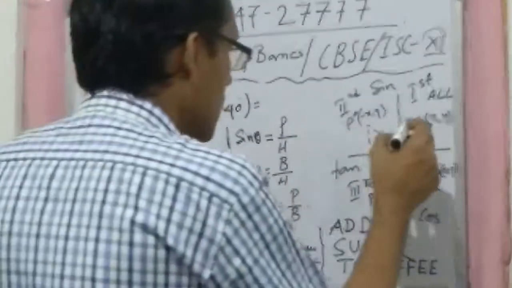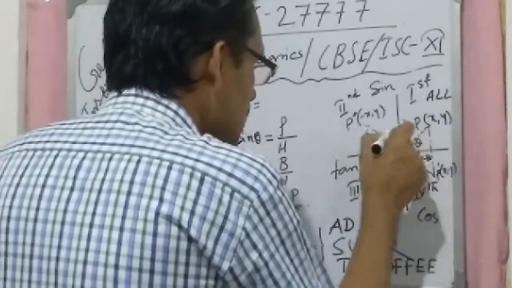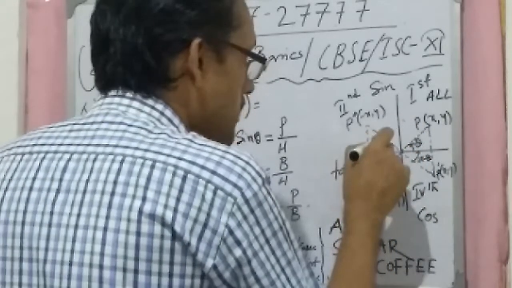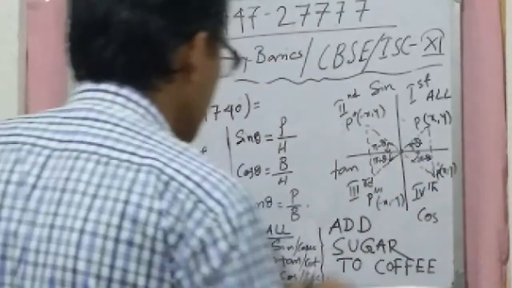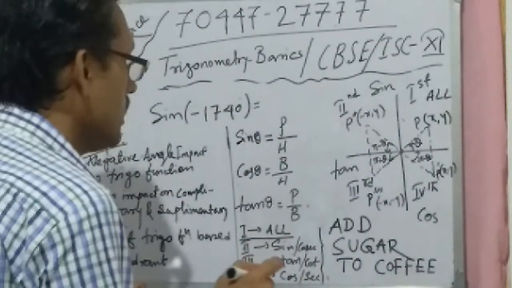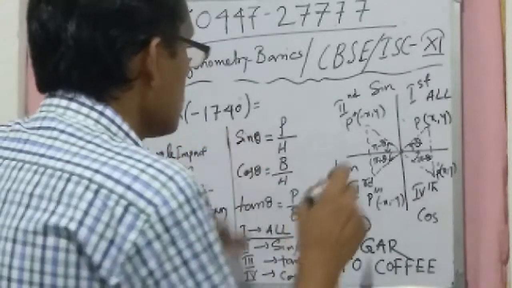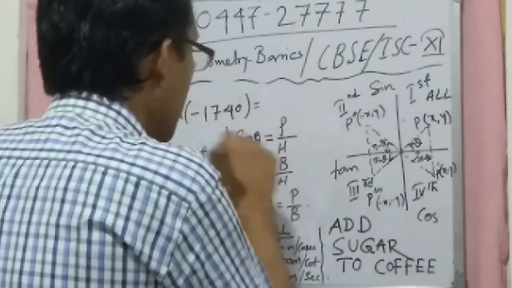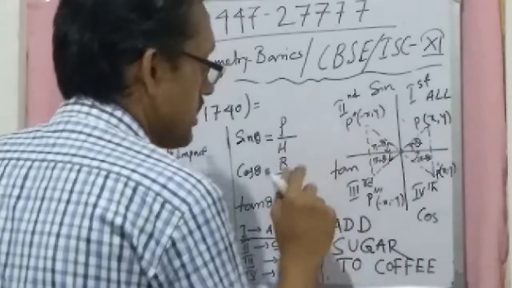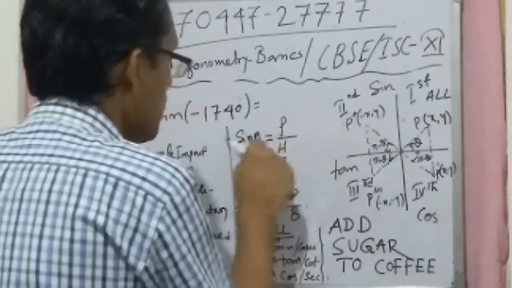Now in the second quadrant, if this is the angle, the remaining portion is pi minus theta. In the second quadrant, in case of sine, it is perpendicular by hypotenuse. Perpendicular is positive, hypotenuse is positive, so it's positive.